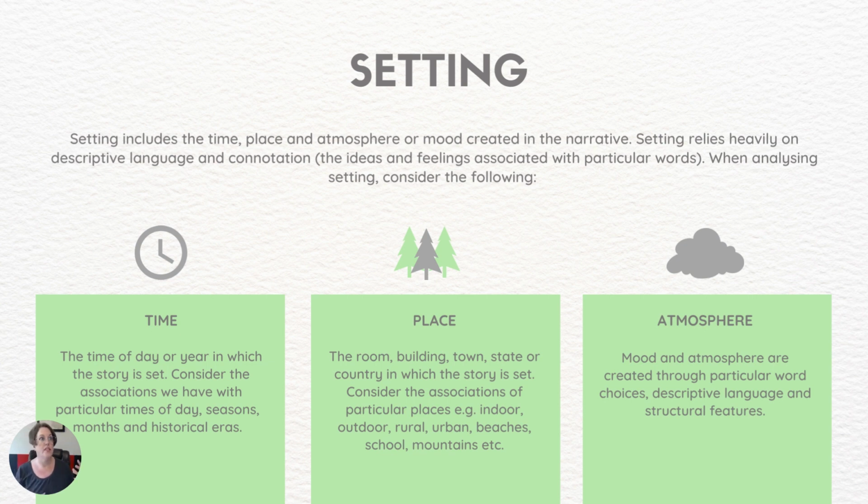You may be focusing on the first time you went to school. It really depends on what you're doing in the story, right? You also want to talk about place, right? It might be a room, a building, a town, state, country, where that story is taking place. So you want to think about the associations of those places. Indoor versus outdoor, rural versus urban, beaches, school, mountains, so on and so forth.